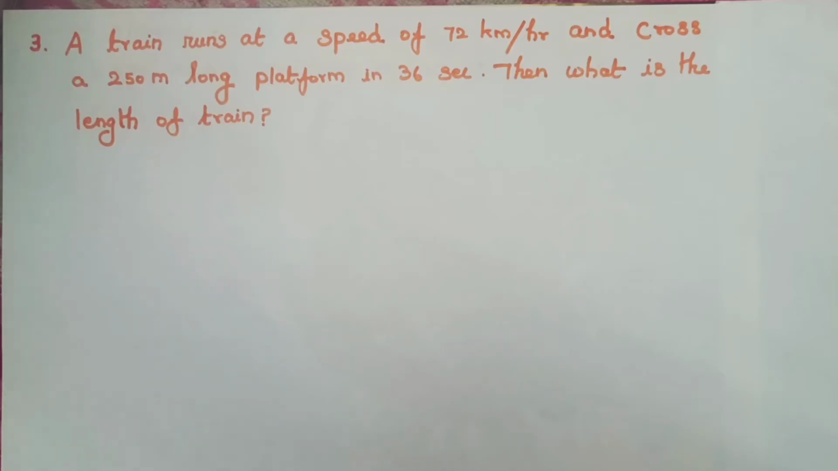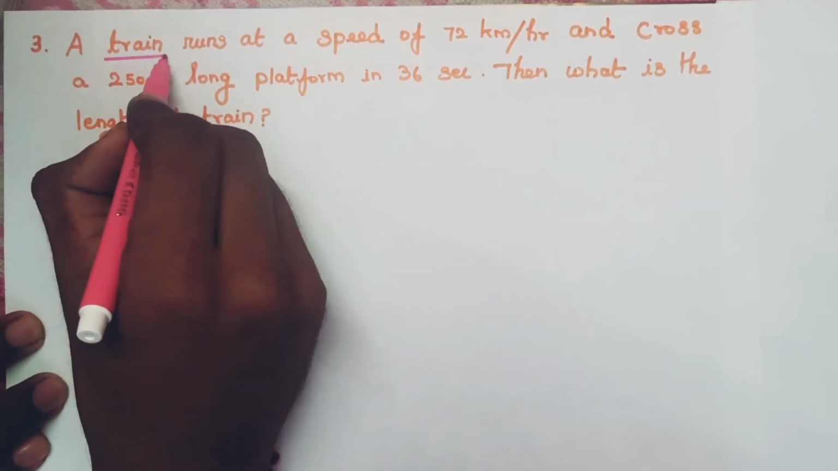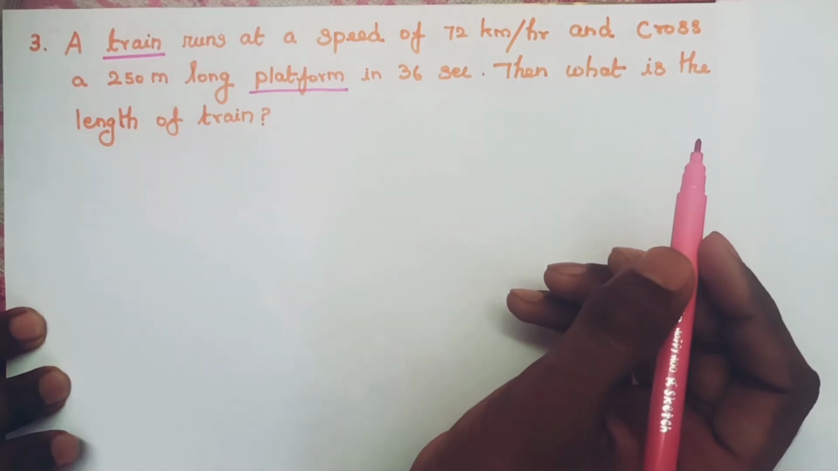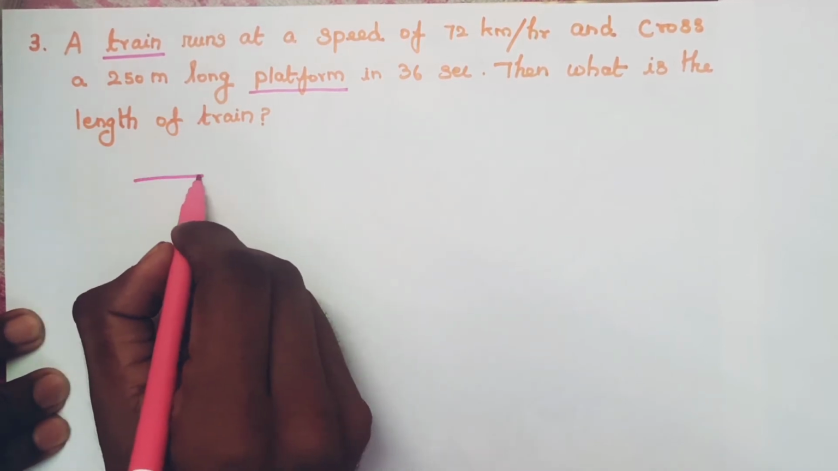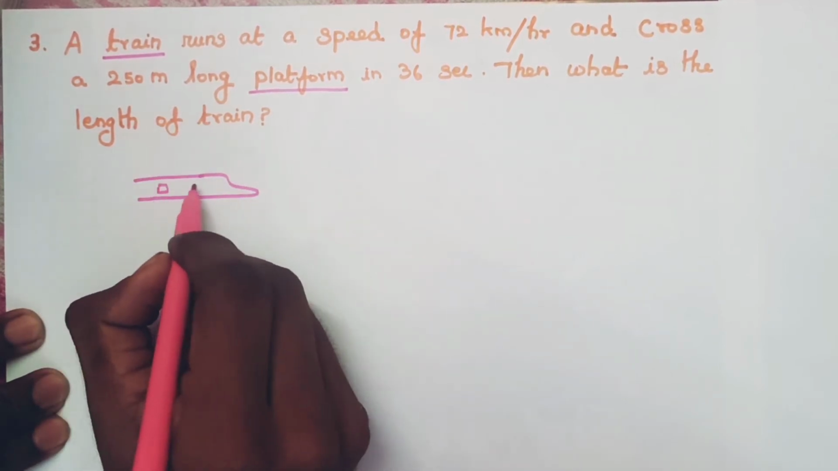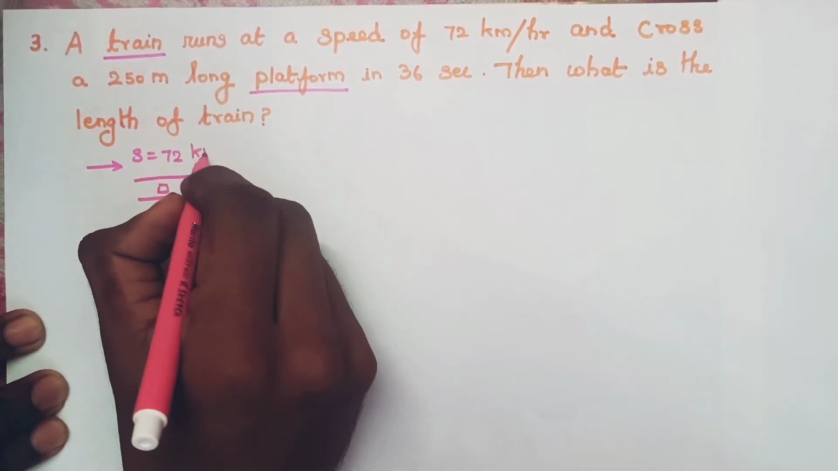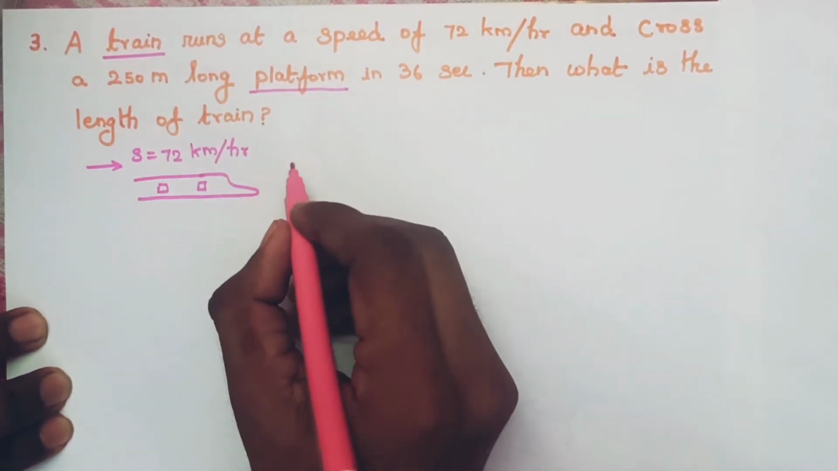Question number 3. A train runs at a speed of 72 km per hour and crosses a 250 meter long platform in 36 seconds. Then what is the length of the train? Let me check the keyword. Train is one of the keyword and here the platform is another keyword. Then obviously it comes under the line method, right? Your train runs at a speed of 72 km per hour, crosses a 250 meter long platform.